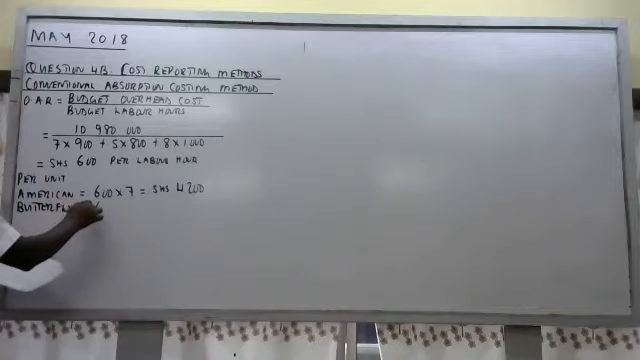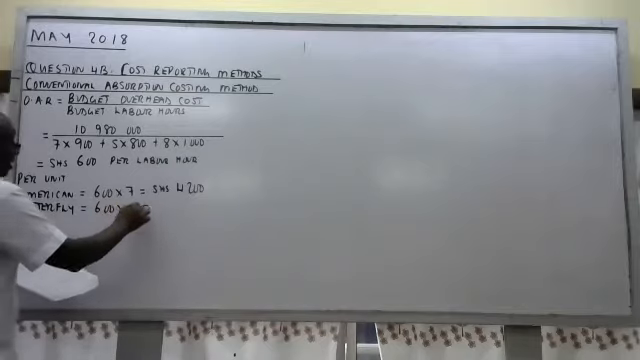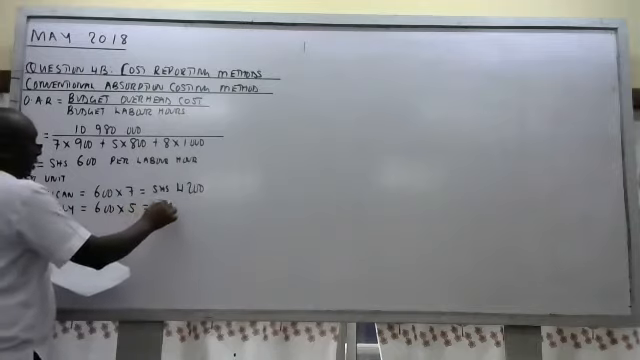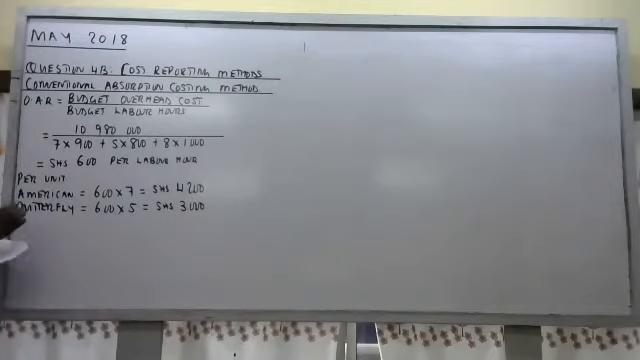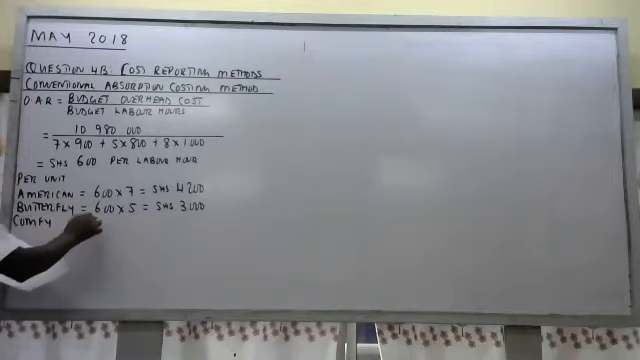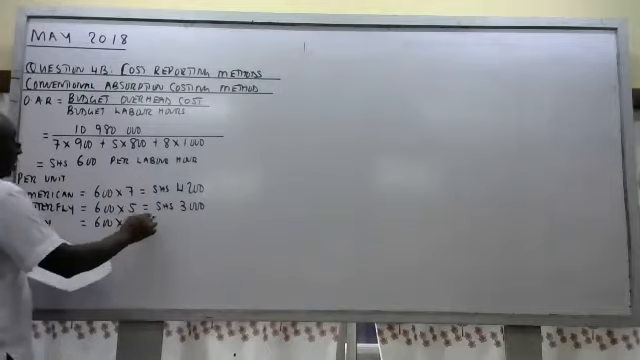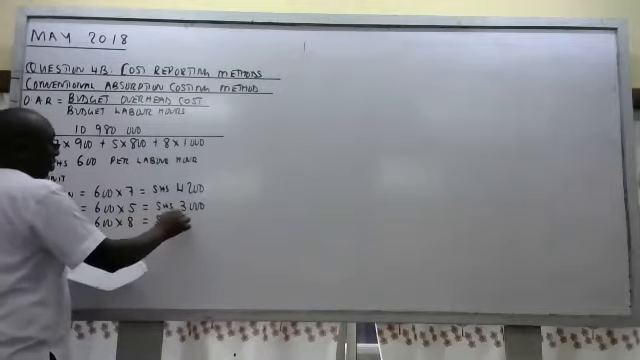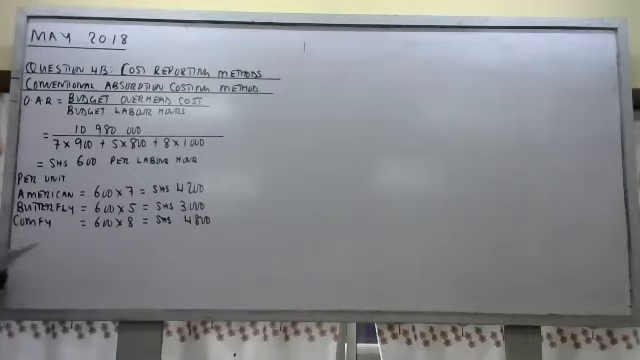The next one is called butterfly. So butterfly, 600 times 5. This one I can comfortably give you as 3,000. And then the other one is called comfy. Comfy is 600 times 8. That must be shillings 4,800.